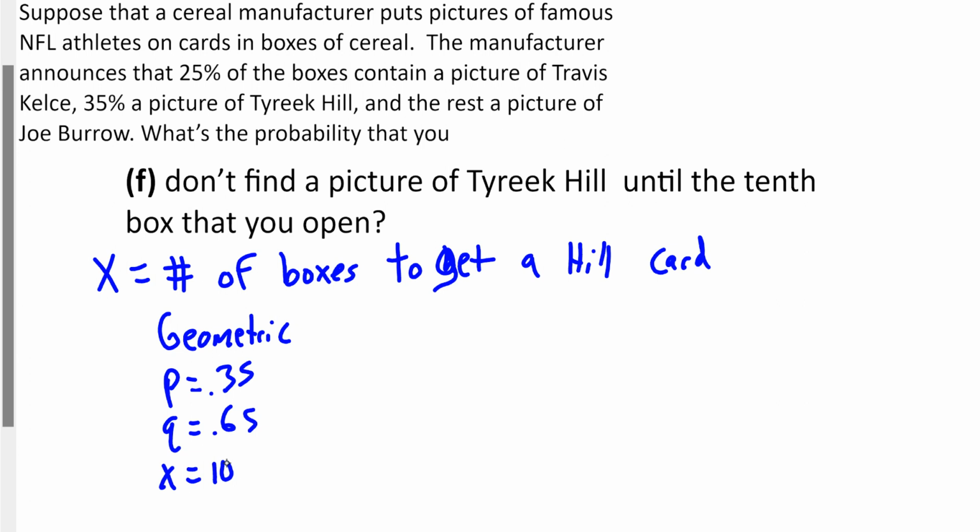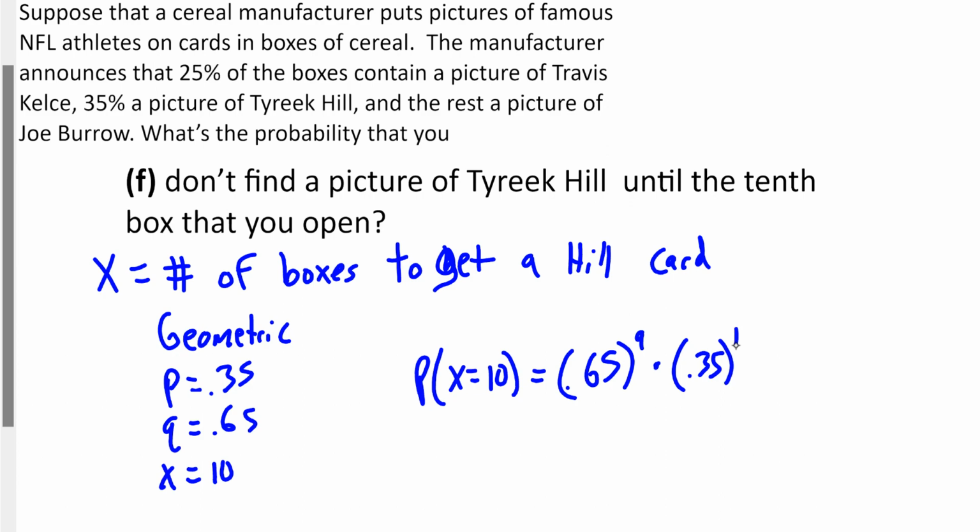So what we can do is say the probability that X equals 10 would be fail 9 times, which would be 0.65 to the 9th power, times success on that last one, on the 10th one, which is one of those. I'm not going to do 10 of those, I'm just going to do one of those. That total makes up 10. And I can find that probability, the chance that I find one exactly on the 10th box.